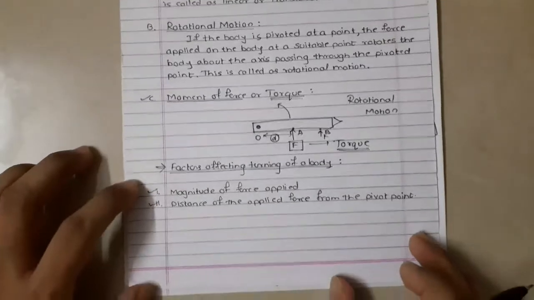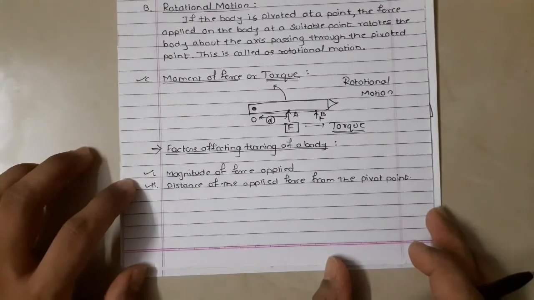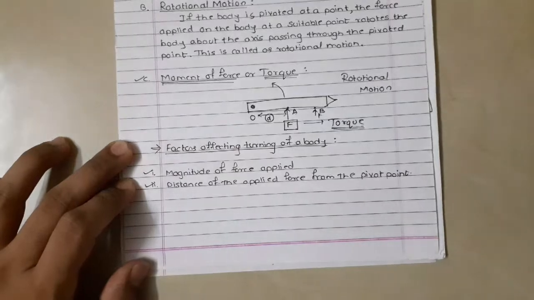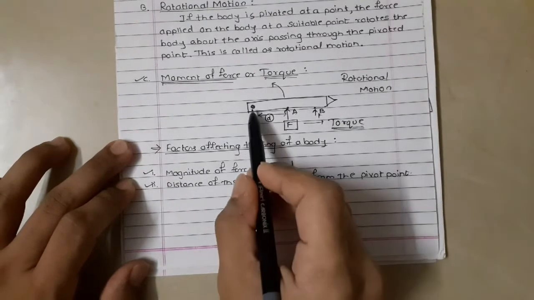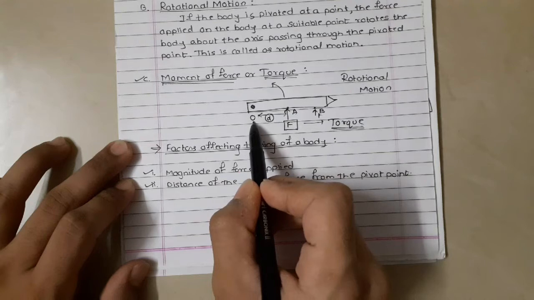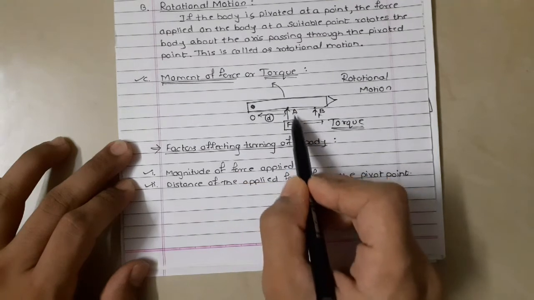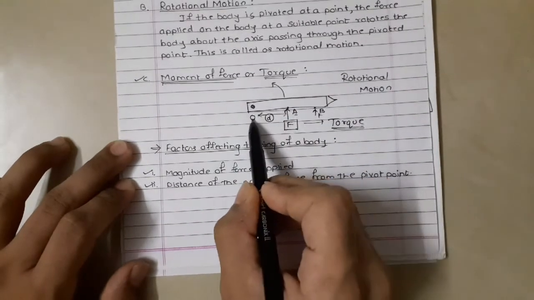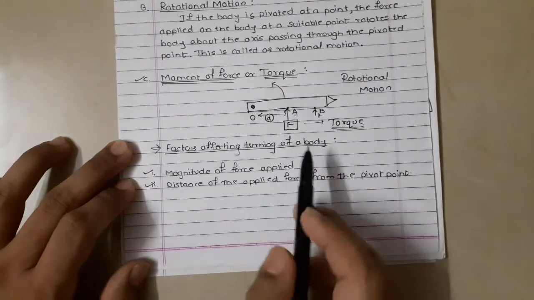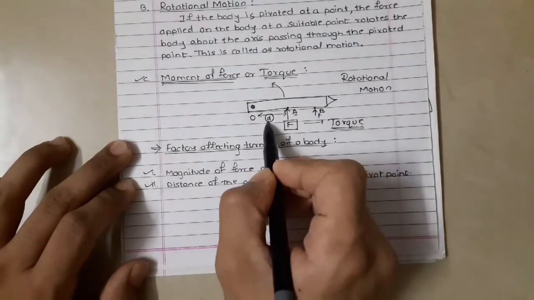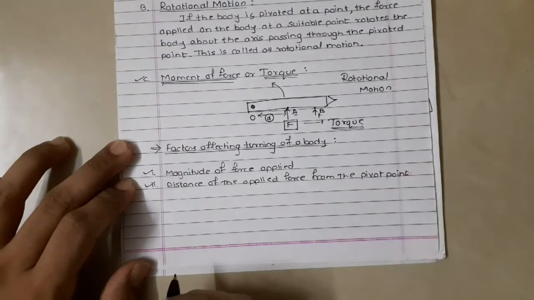So we were discussing torque up till now. Let's also know what exactly the moment of force is. We understood that this body is pivoted at a point O and we are applying force, just imagine, at a point A. So the distance between point O and point A is D. That means the distance between the applied force and the pivot point is D units.